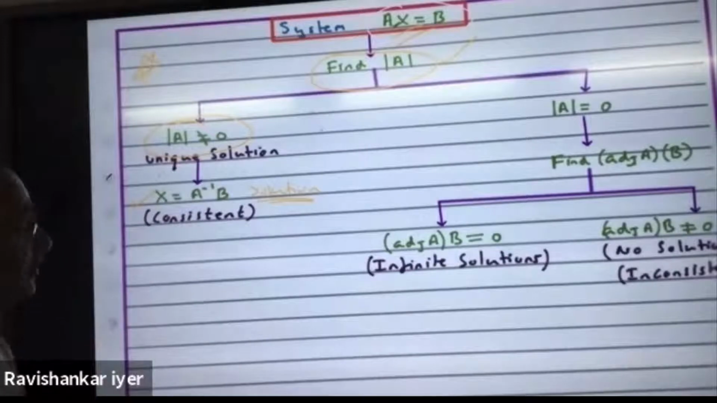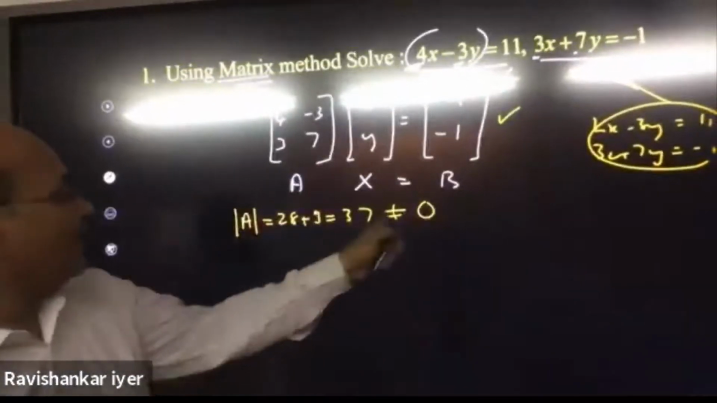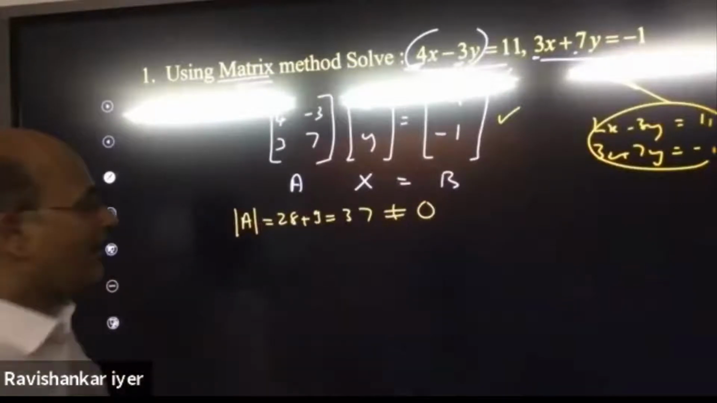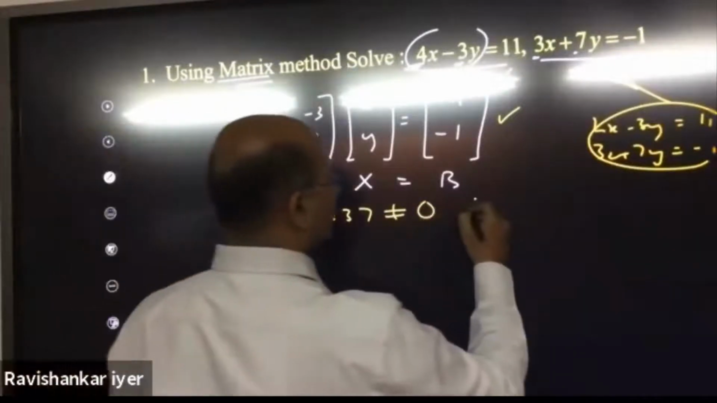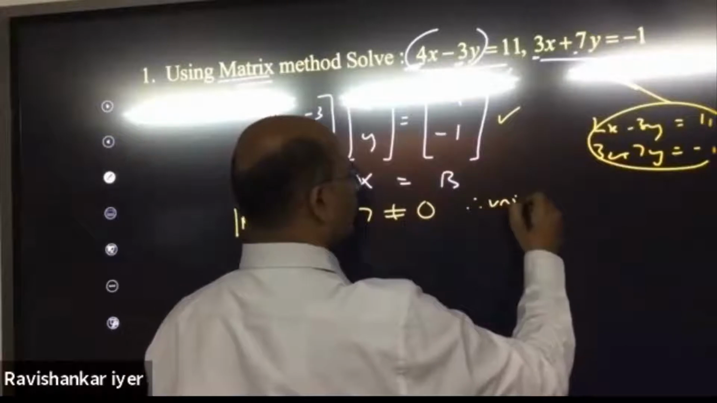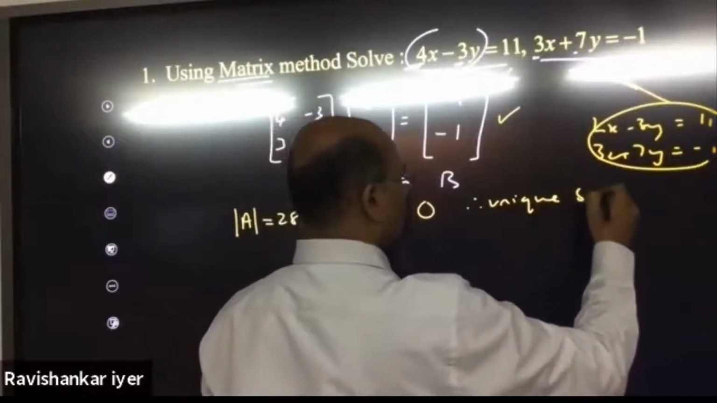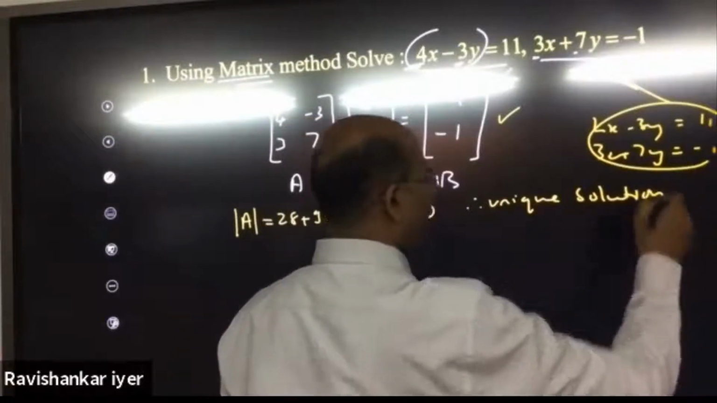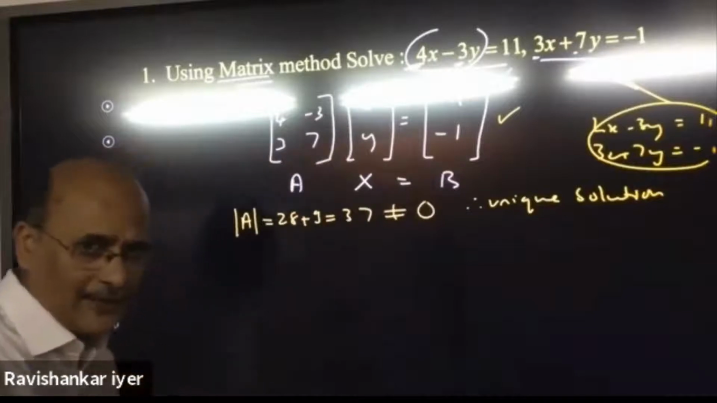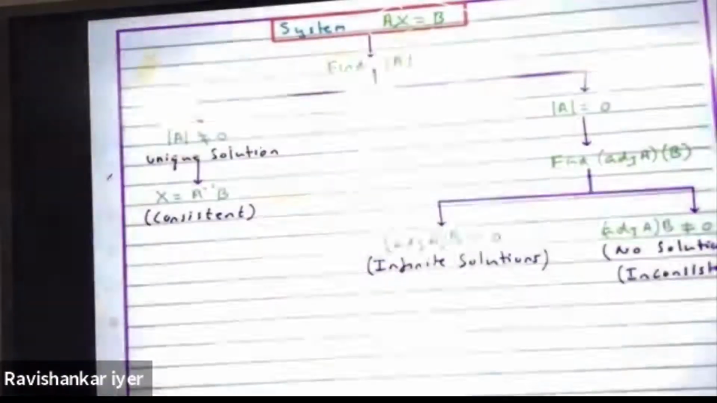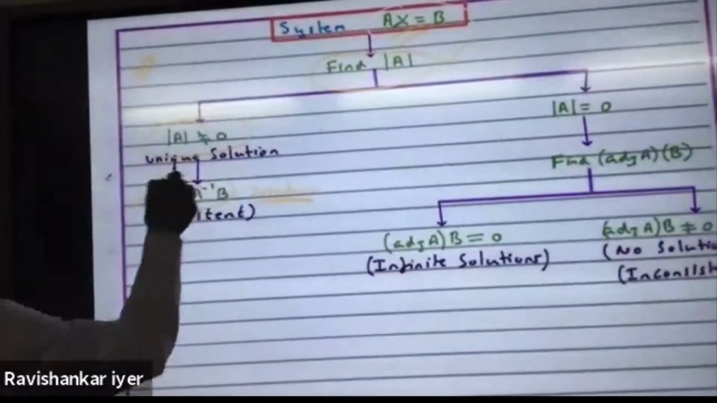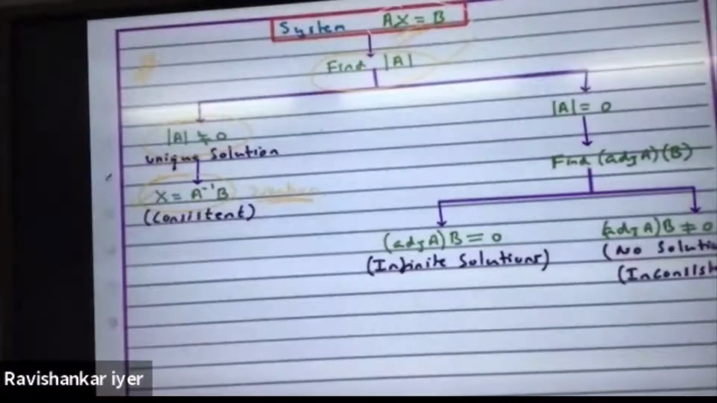So as I said, determinant A is not equal to 0. Therefore, I can say unique solution. Unique solution means one value for x, one value for y. And what is the solution? The solution is x equals to A inverse B.